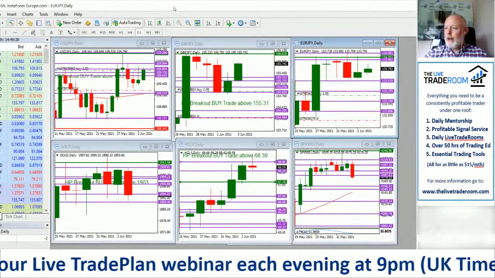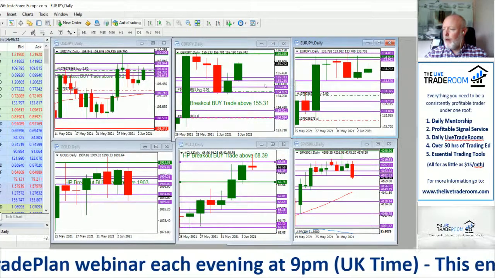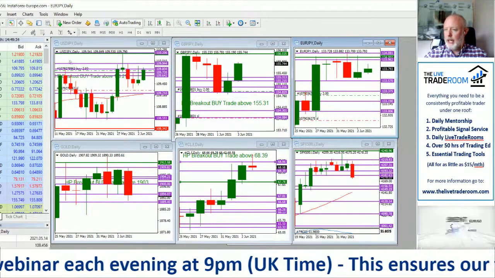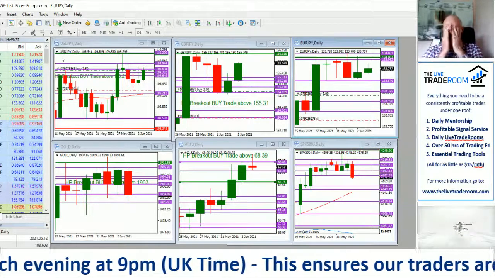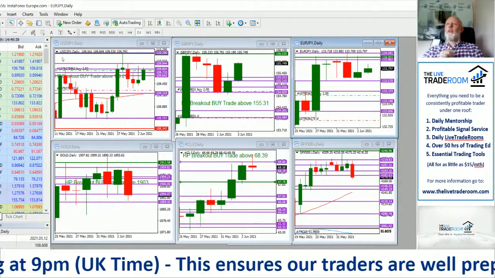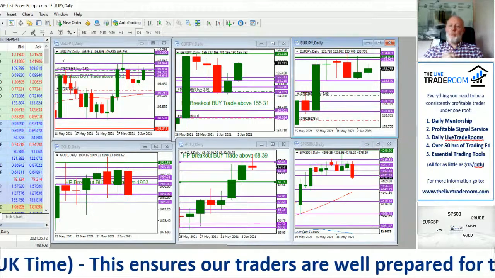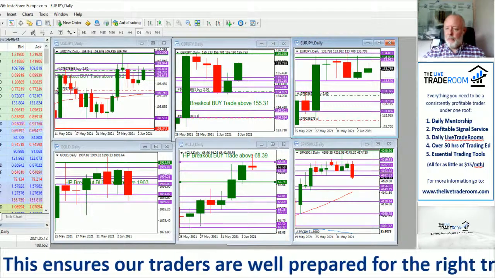So this is basically our trade plan. We've been looking for an uptick, we're looking to get into the Japanese weakness trade. So we've been speaking a little bit.